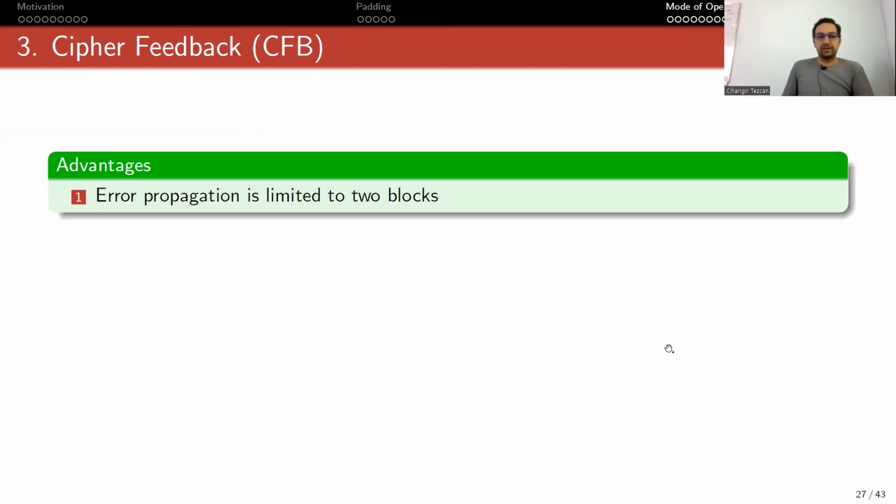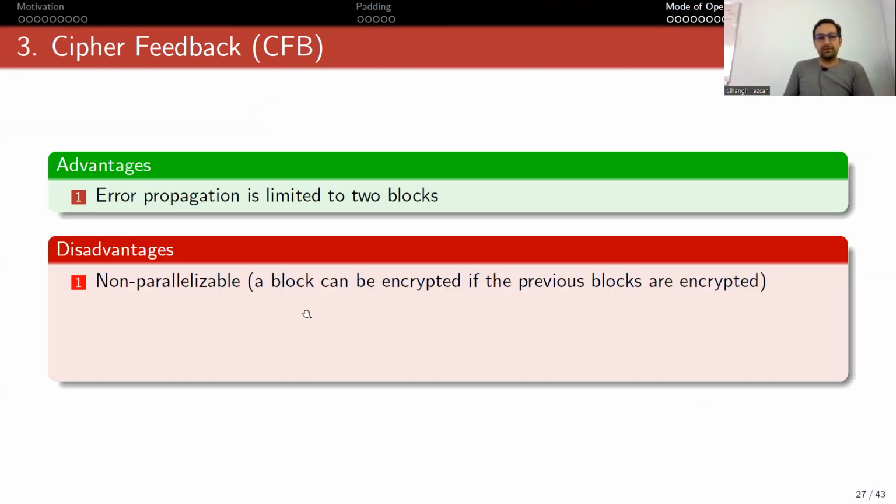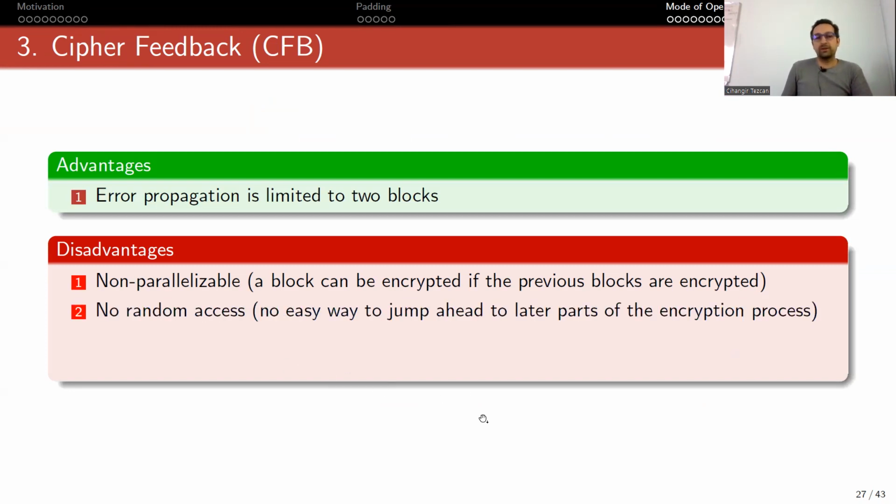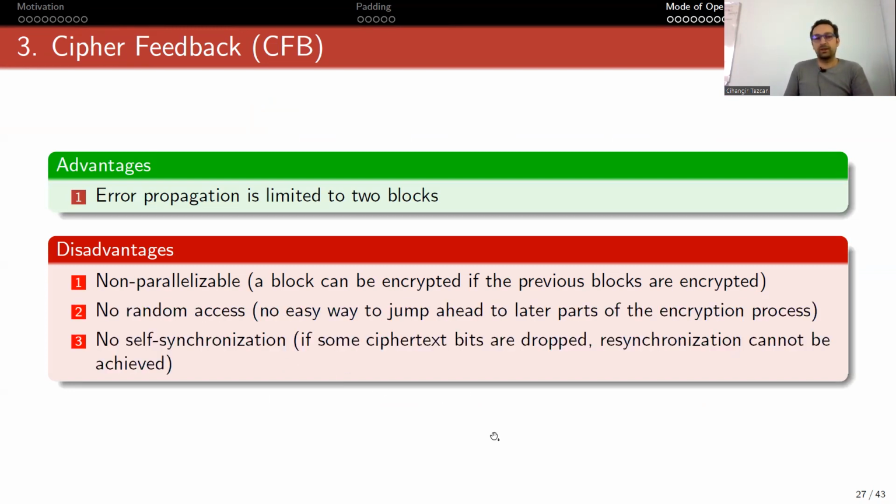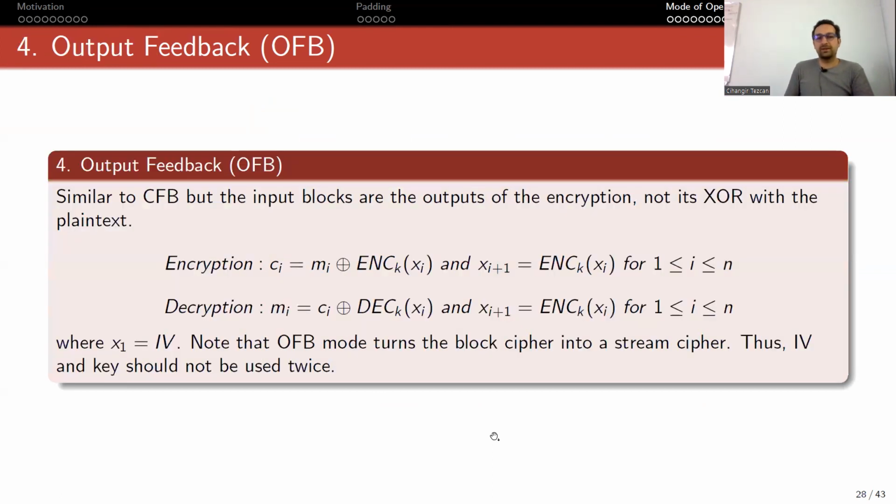Disadvantages: error propagation is limited to 2 blocks. Non-parallelizable, a block can be encrypted only if the previous blocks are encrypted. No random access, no easy way to jump ahead to later parts of the encryption process, and so on. So as you can see, this is not something we would like.